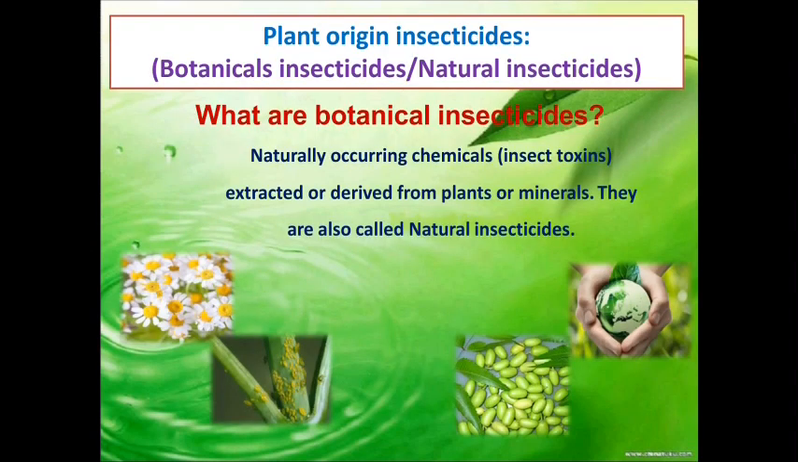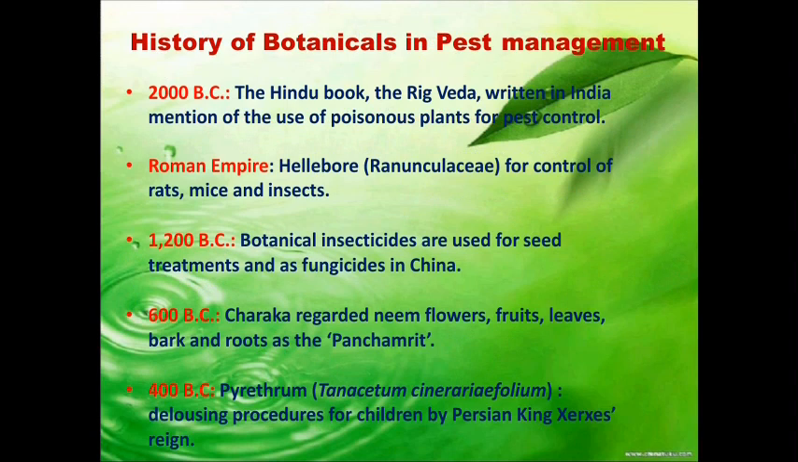In that, the first one is: what are botanical insecticides, or what is meant by plant originated insecticides? These are naturally occurring chemicals or insect toxins extracted or derived from plants or minerals, and they are also called natural insecticides. They are derived from different plant parts having insect toxins, and those toxins have an effect on insect populations.